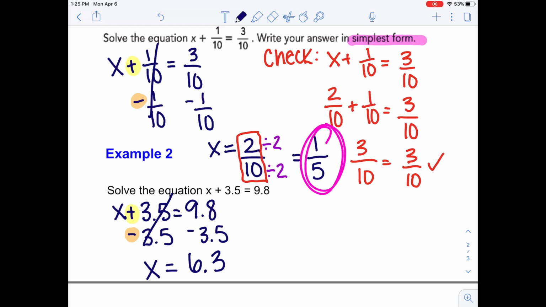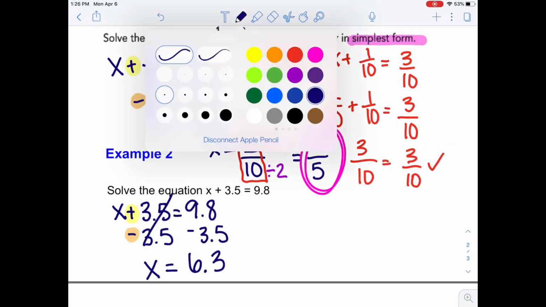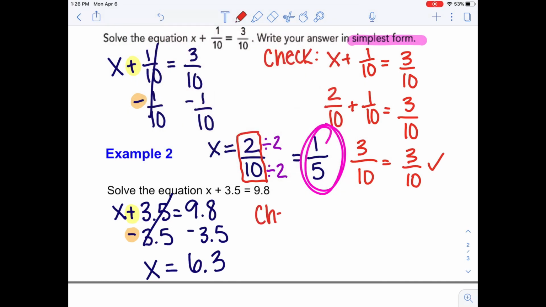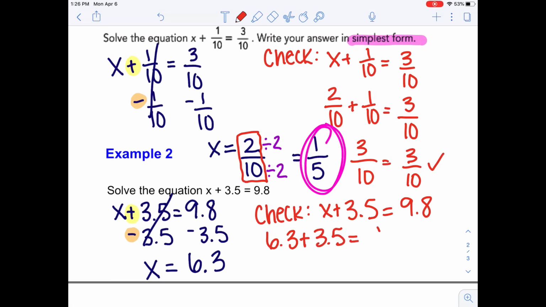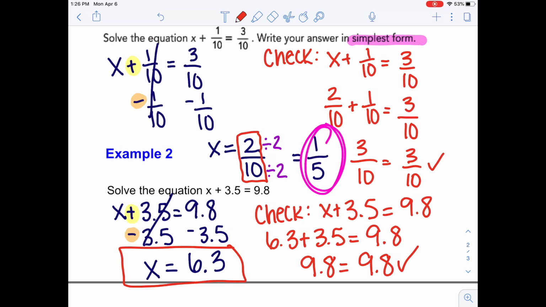But I want to know then, do I really have the correct answer? Okay, so to check my work, I'm going to start with my original equation. I have x plus 3.5 equals 9.8. I'm going to substitute in 6.3 for x. So I have 6.3 plus 3.5 equals 9.8. When I add 6.3 and 3.5, I get 9.8 equals 9.8. That's a check. Therefore, I have the correct answer here with 6.3. Okay?